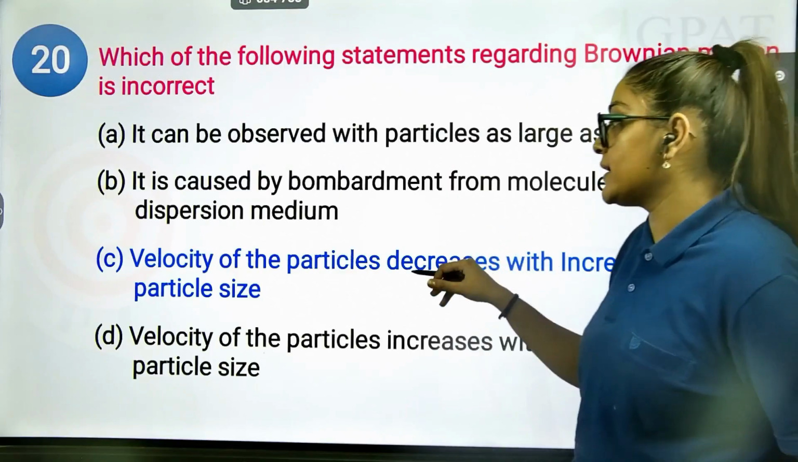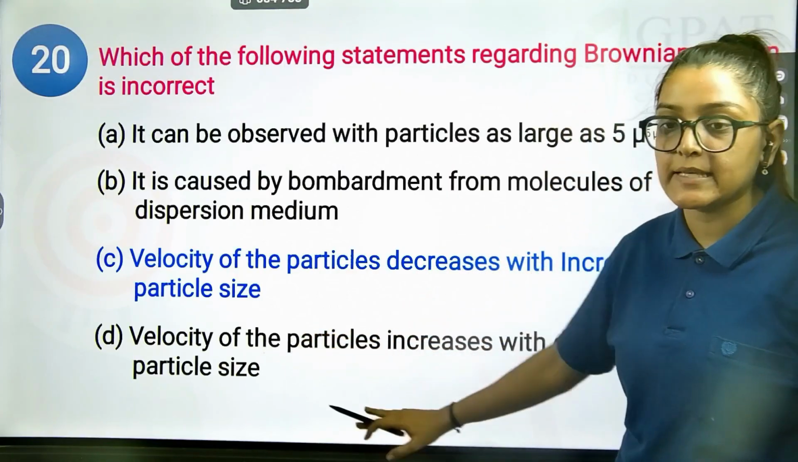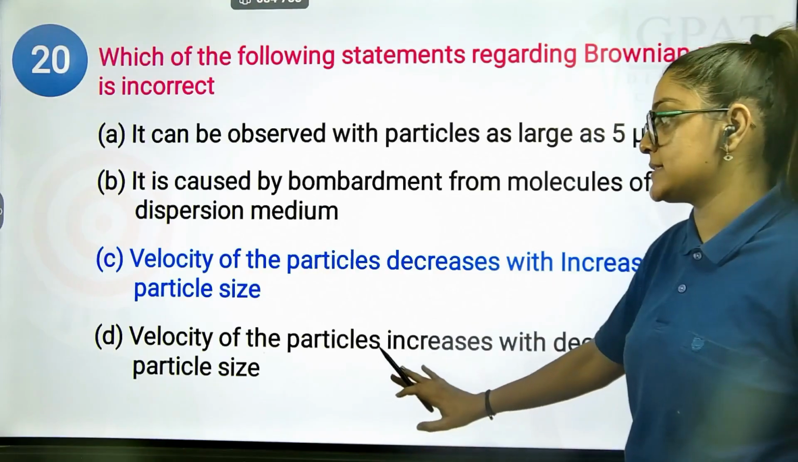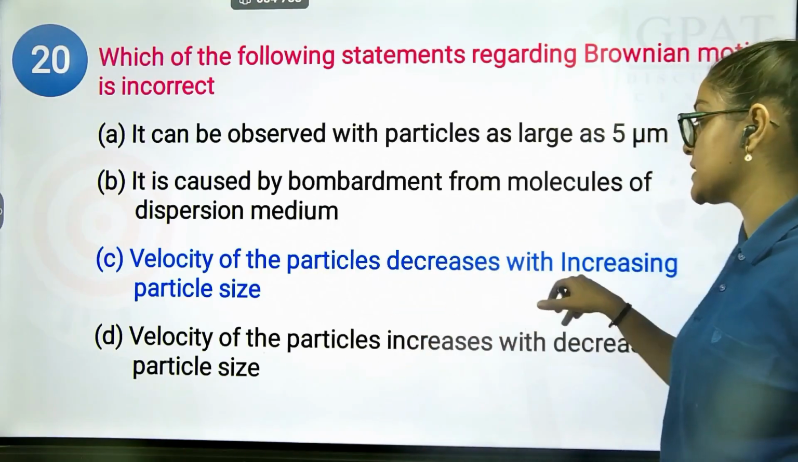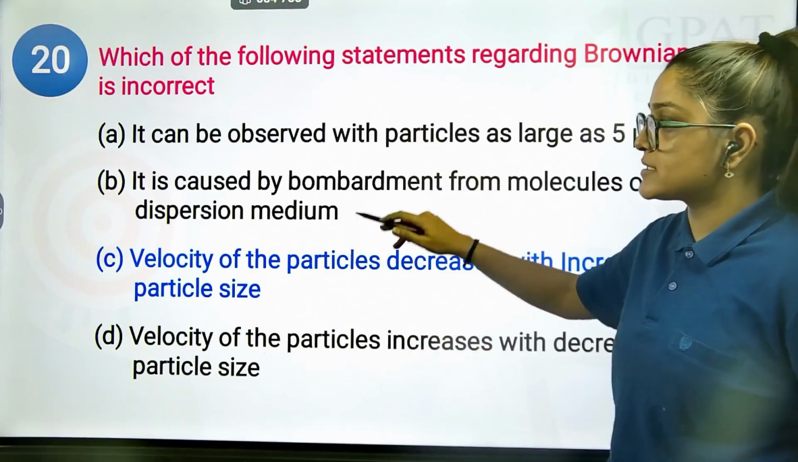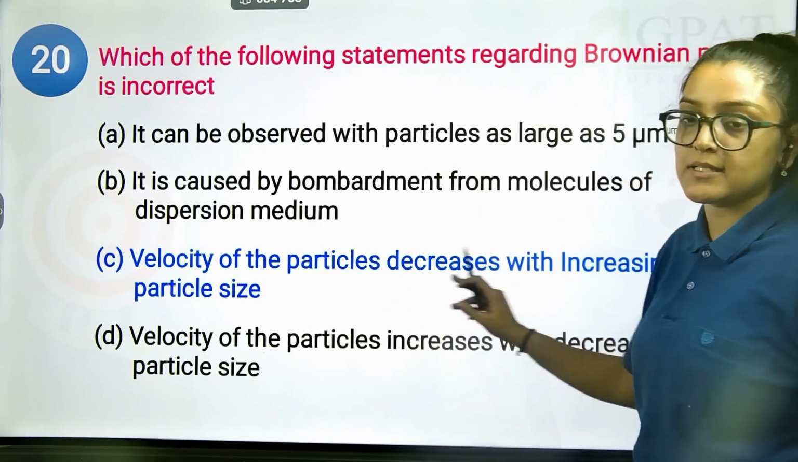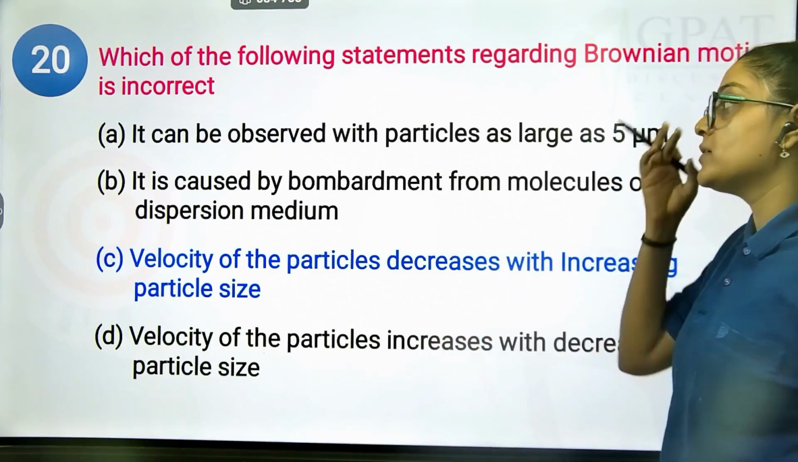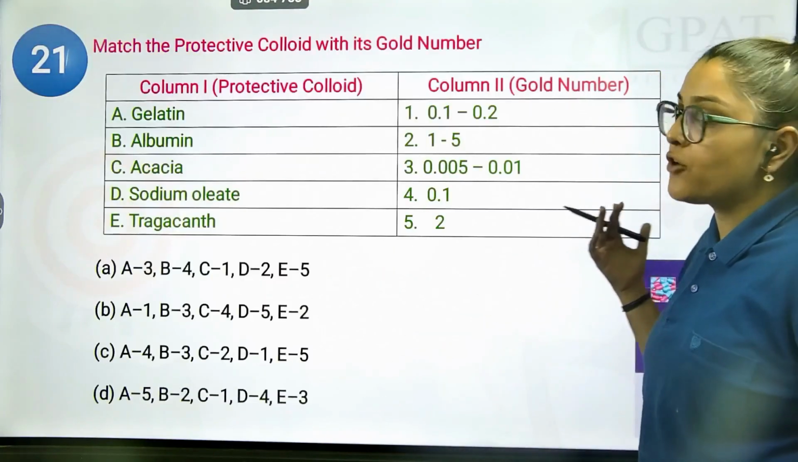Yes. So here this one, option D is correct. Velocity of the particle increases with decrease in the particle size. This is correct. This one would be the reverse of it. Either the option was given wrongly, but first, second and fourth are correct. C option is a little bit mixed up. Okay.